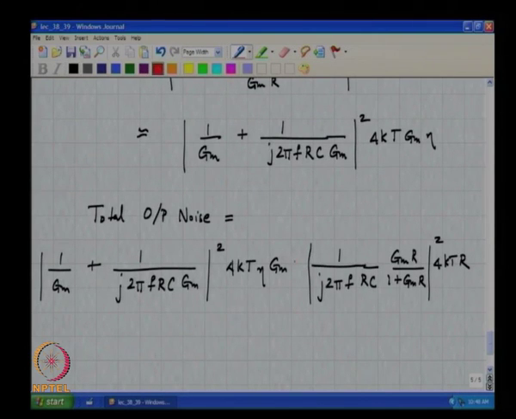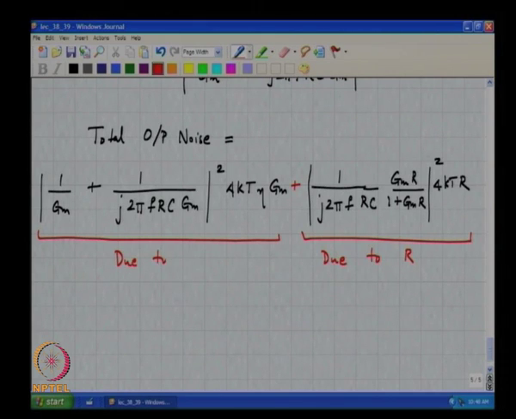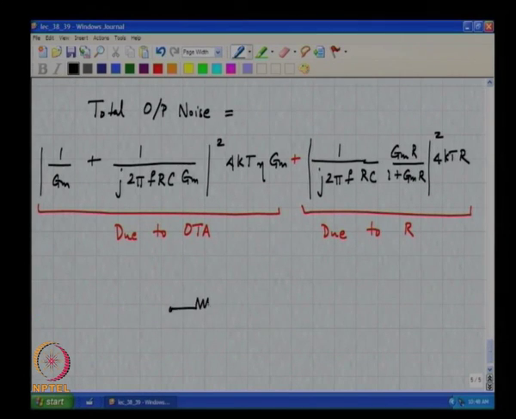So, this is the contribution due to R, and this is the contribution due to the OTA. All right. So, what one would be interested in practice is to compare. Please note that this is the integrator.